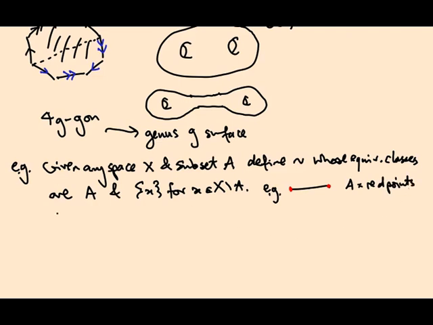So we can form the quotient X over tilde, but it's usually written X over A, because it's like we're dividing out or crushing A to a point. And this is a useful construction. So here are some examples of this. So let me start a new page.